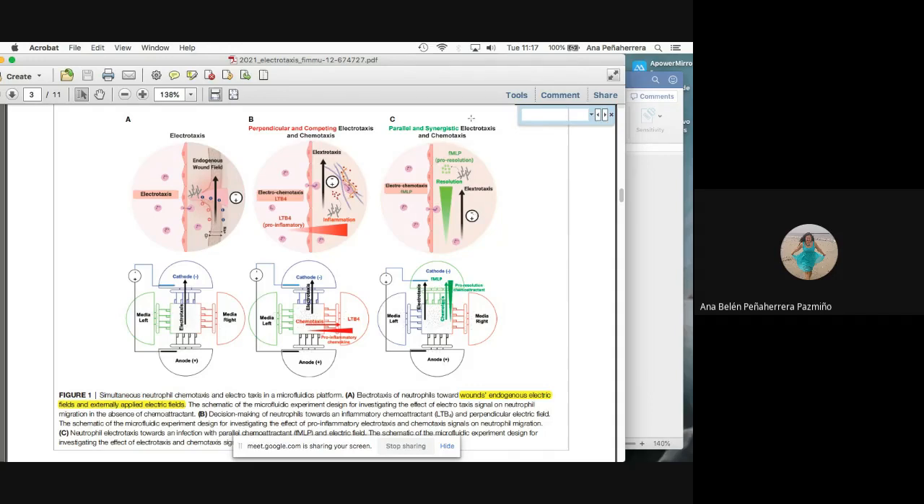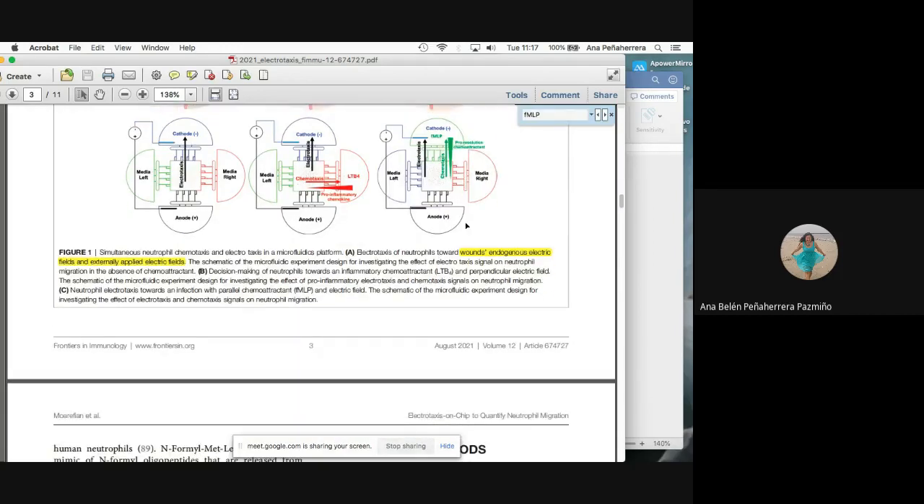For the third situation, the parallel and synergistic electrotaxis and chemotaxis, they are also going to include this other agent. It is the same one that bacteria use. So when there is an infection, there is, for example, this formyl methionine leucine, that's an amino acid. With this agent that the bacteria release, it's also a chemoattractant for the cells. And then we have these three models, and let's see what happened.